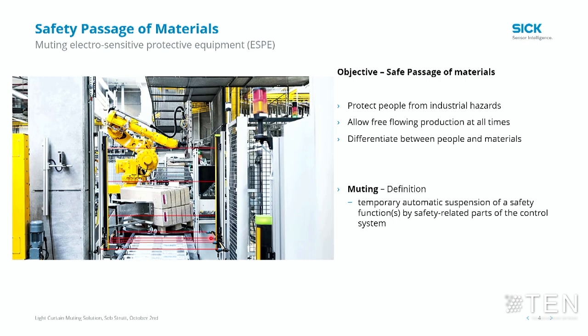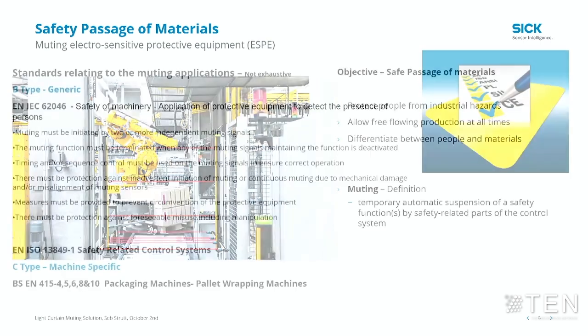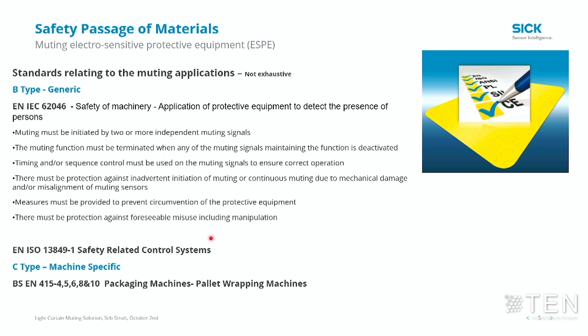So, being a complex method of operating a light curtain, there are many standards and regulations pertaining to muting. Ouch. I'll walk you through this slide. I don't expect you to take it all in, but I'll point out the salient points. There are 2 types of standards relating to machinery safety. Forgive me if you know them already, but just a brief overview.